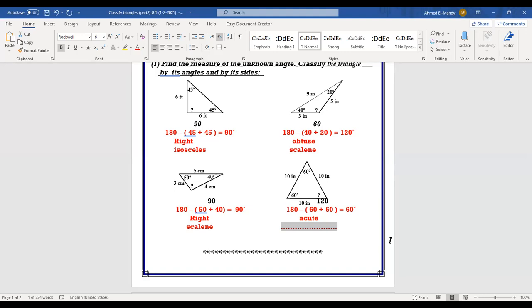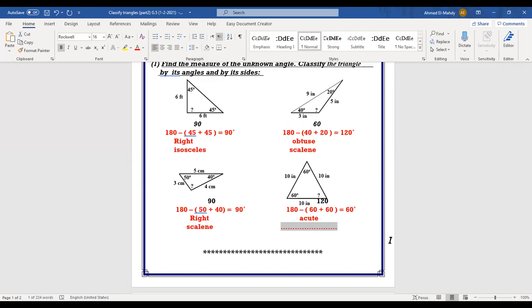If you found all of them acute, what's the meaning of acute? Less than 90 and more than 0. The triangle will be an acute triangle. If the triangle has one right angle, it will be a right triangle. If the triangle has one obtuse angle, it will be an obtuse triangle. If the triangle has 3 acute angles, meaning no right or obtuse in it, it will be an acute triangle. This is according to the measure of its angles.